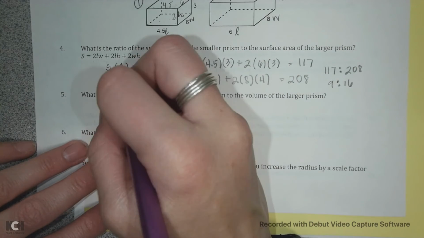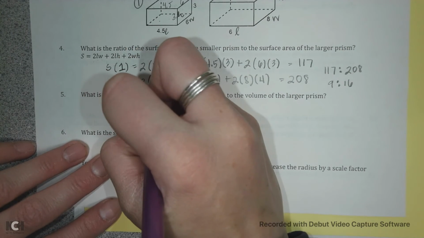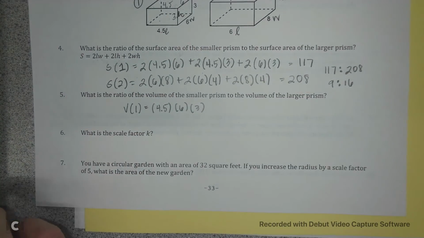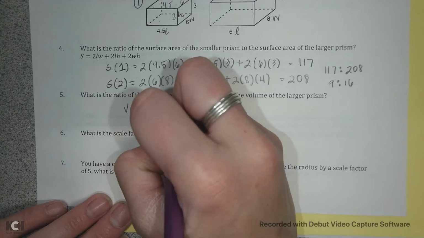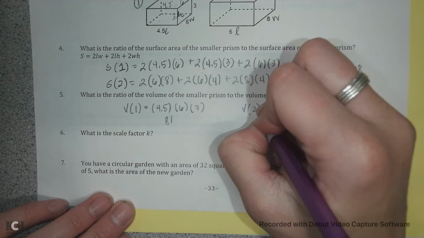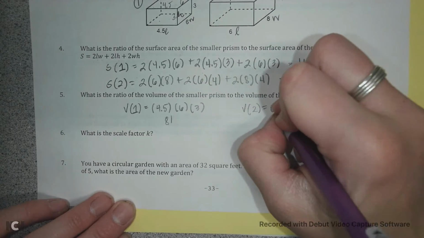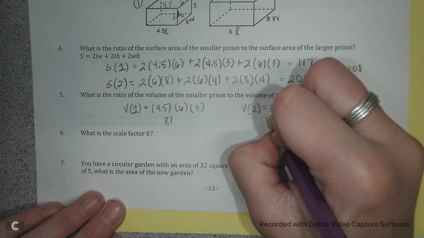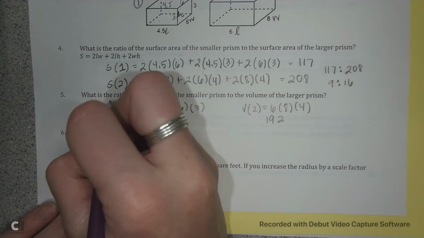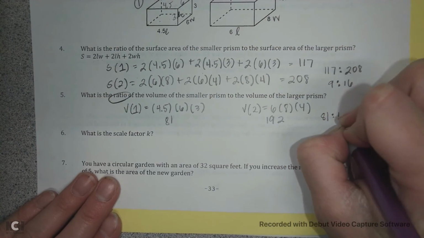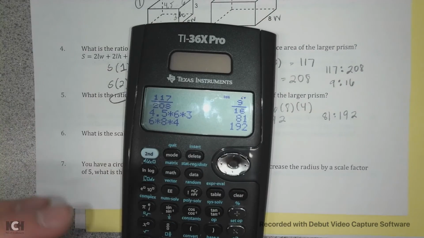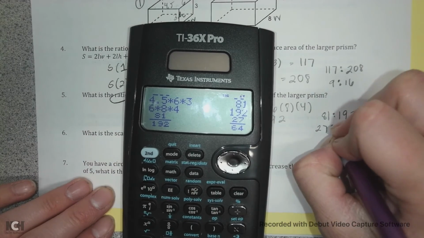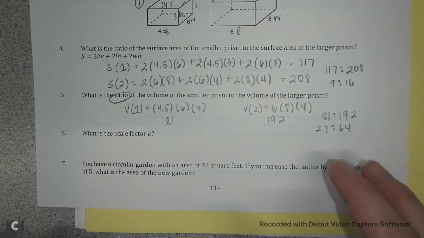So remember, volume of one is just all of them multiplied together. So 4.5 times 6 times 3 is 81. And then the volume of the second one is 6 times 8 times 4, which is 192. Okay, so then it says the ratio, so we write 81 to 192. And then again, in our calculator, we're going to see if that reduces, 81 to 192, and we get 27/64. So those are the ratios.